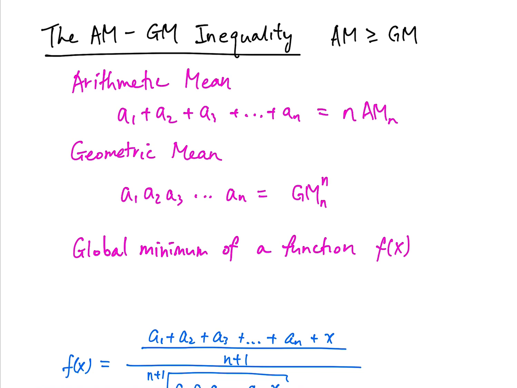As we go along the proof, we need to know how to find the global minimum of a function f of x. So the way we do it is simply by setting the derivative of f to be 0, and basically hope that the graph looks like this, where here will be our minimum point.